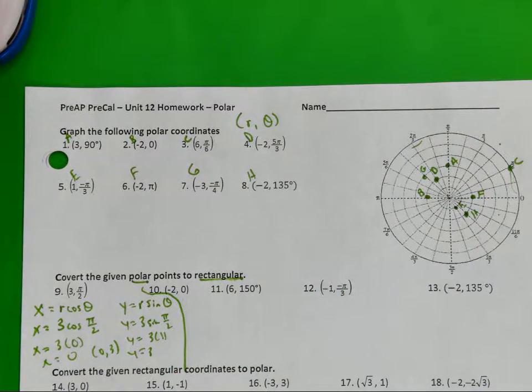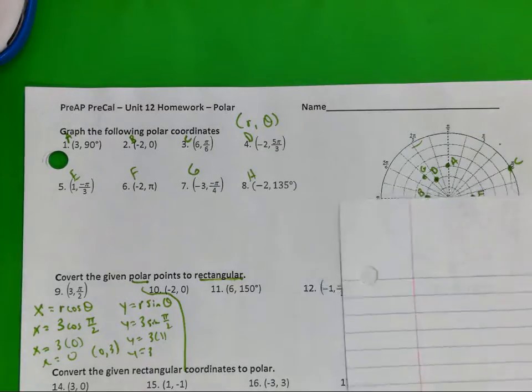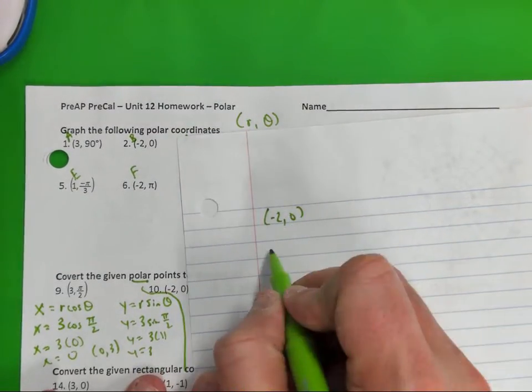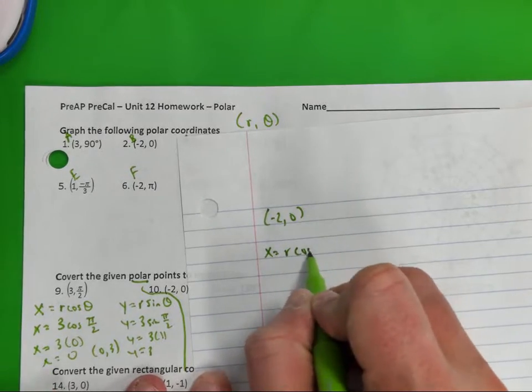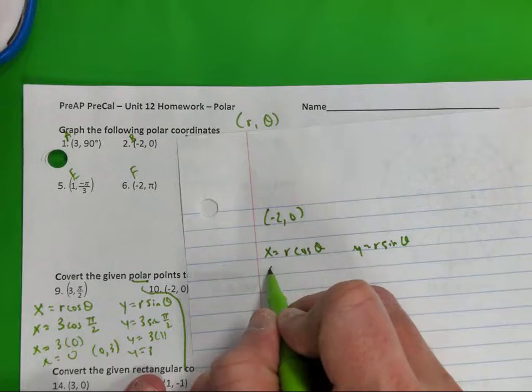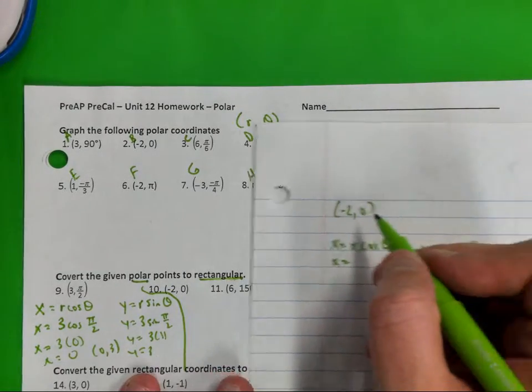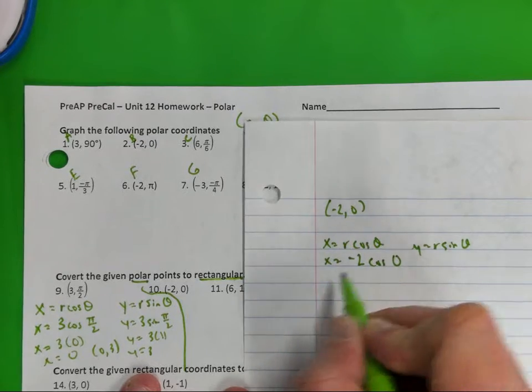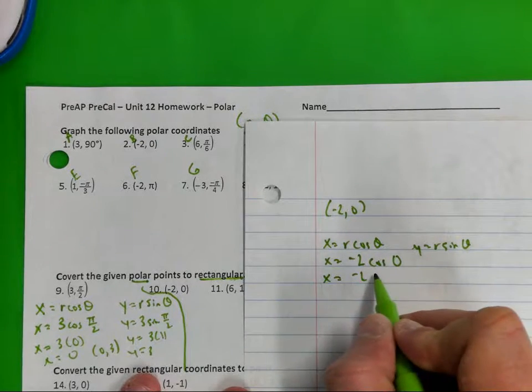All right. Number 10. I have negative 2, 0. So I have x equals r cosine theta. Y equals r sine theta. Okay. Your ring is negative 2 cosine 0. Cosine 0 is what, class?